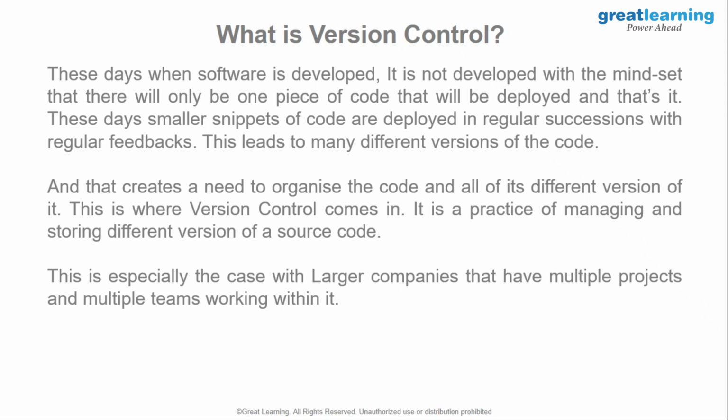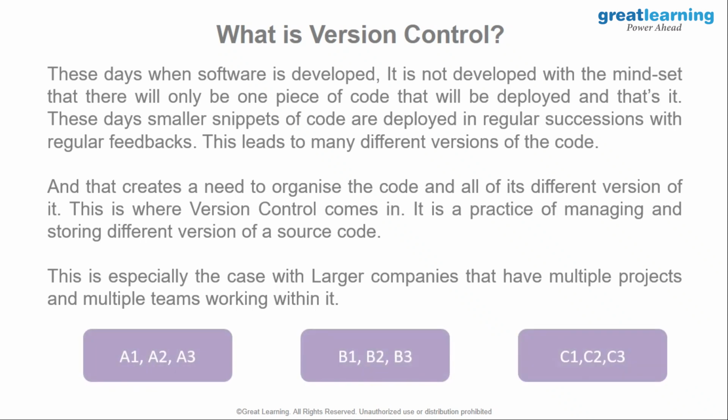This is especially the case with larger companies that have multiple projects and multiple teams working on them. For example, there's a team that has a shopping website, and they have multiple projects on it: project A, project B, and project C, and there are different teams working on them. Team A works on project A, team B on project B, and team C on project C. Project A is for their payment feature, project B is for their shopping feature, and project C is for their cart or warehousing feature, the backend, where all the items come in and get stored.